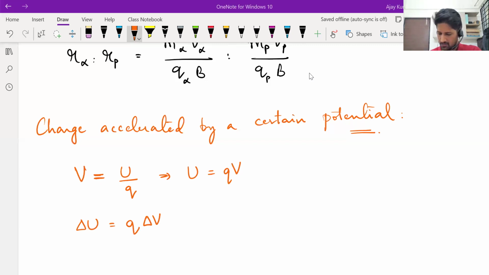And this will be equal to the change in kinetic energy. Actually, we are only talking about the difference. When potential energy increases, kinetic energy has to decrease. They'll be negatives of each other, but magnitude wise, they'll be equal. Okay.